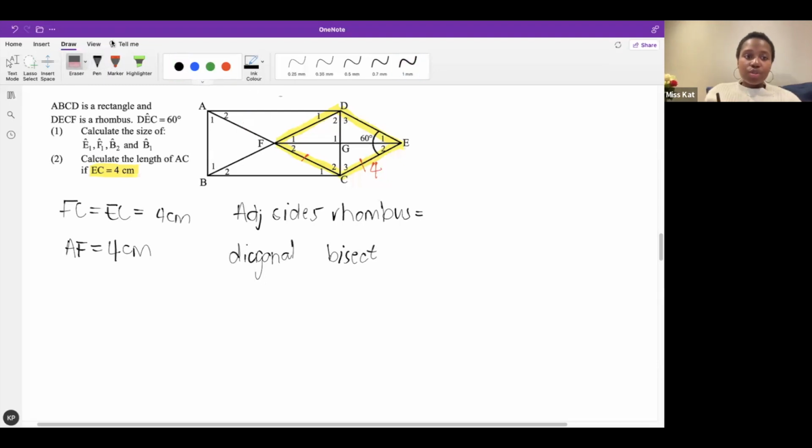So if those two sides are 4, what is the length of the whole AC, guys? Therefore, AC is equal to, look where AC is. Thank you very much. 8 centimeters. And you don't need a reason for this. You just added them.